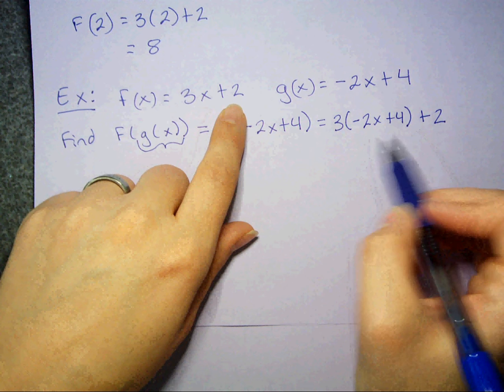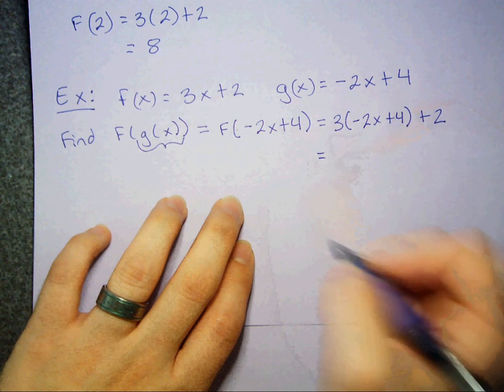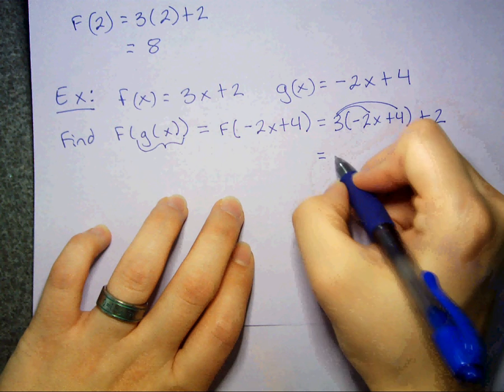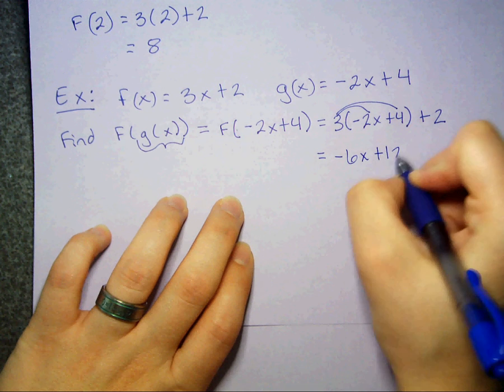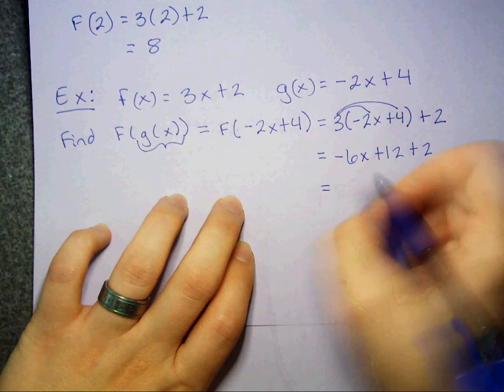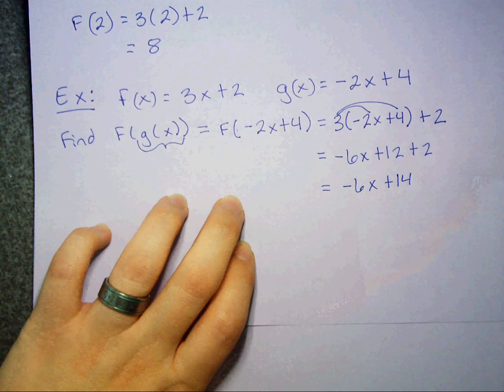Okay. And I can simplify that. I'm going to distribute my 3. Bam. Bam. So I get negative 6x plus 12 plus 2, which is equal to negative 6x plus 14. And there's our composition of functions, f of g of x.